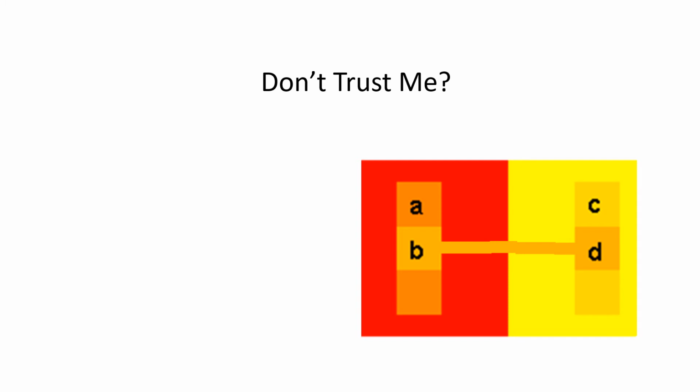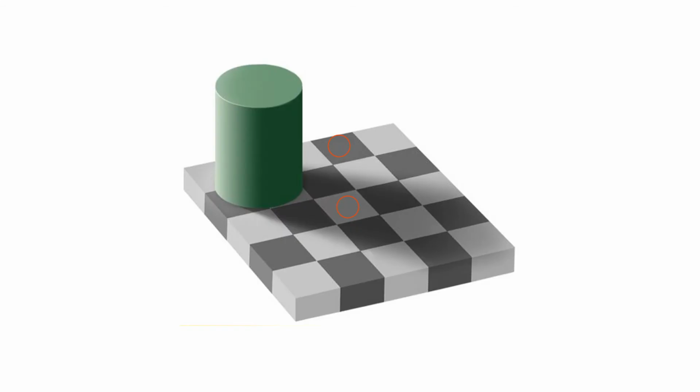Just in case you didn't trust me, by the way, here you go. B and D. Now, how is this advantageous? Well, this is advantageous because it allows us to see things, say, with shadows that are altered as consistent.